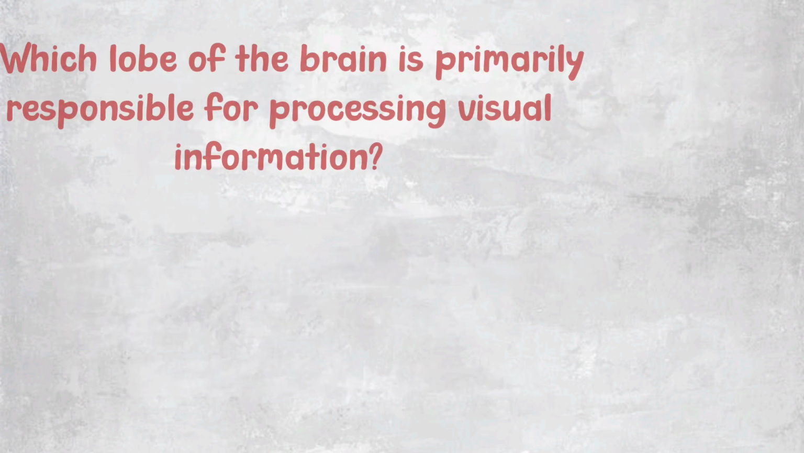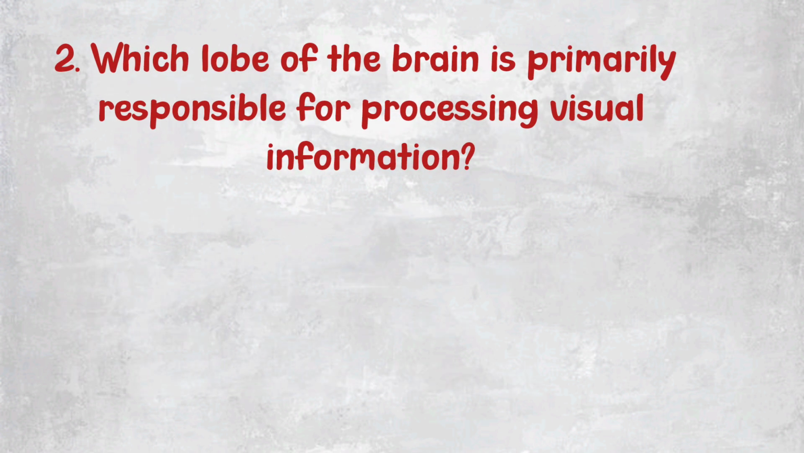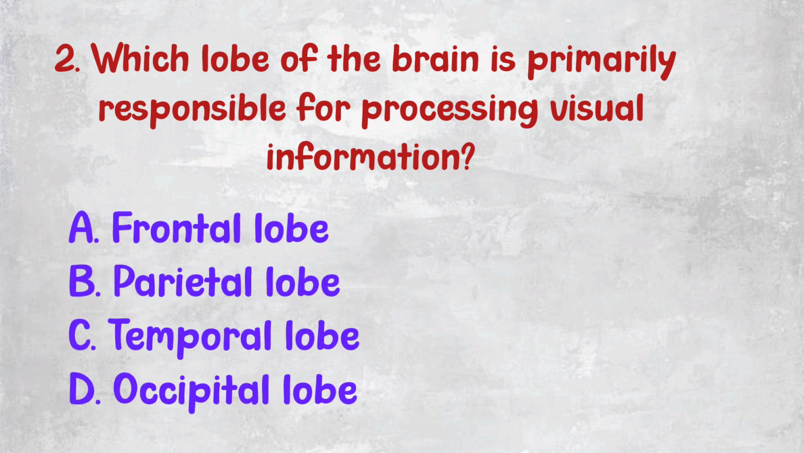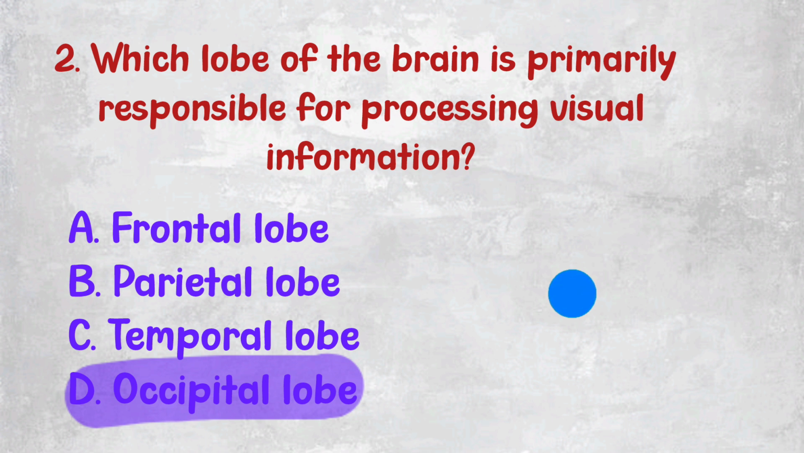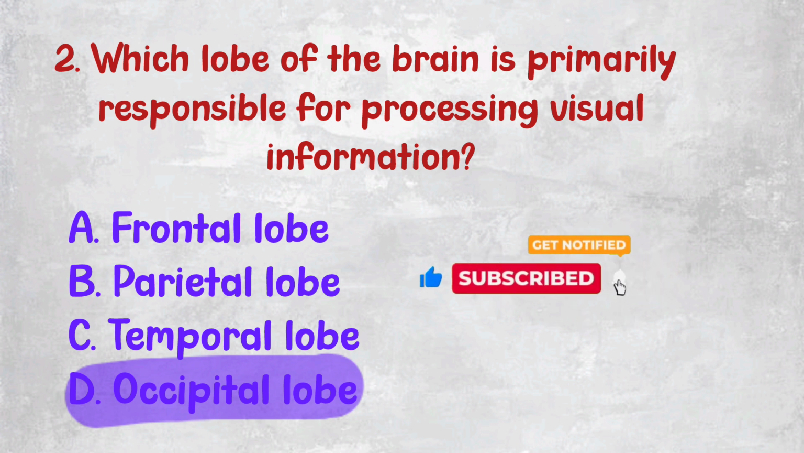Question number 2. Which lobe of the brain is primarily responsible for processing visual information? We have A, the frontal lobe, B, the parietal lobe, C, the temporal lobe, and D, the occipital lobe. Our answer here is D, the occipital lobe. The occipital lobe is located at the back of the brain and it's indicated to interpret visual stimulation.